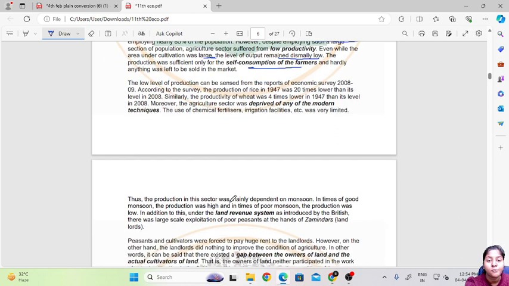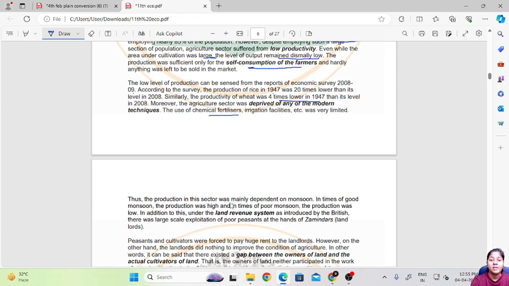The low level of production can be sensed from the reports of the Economic Survey of 2008 and 2009. According to the survey, the production of rice in 1947 was 20 times lower than its level in 2008. The productivity of wheat was 4 times lower in 1947 than its level in 2008. The agriculture sector was deprived of any modern techniques, and they used outdated technology for agriculture purposes.